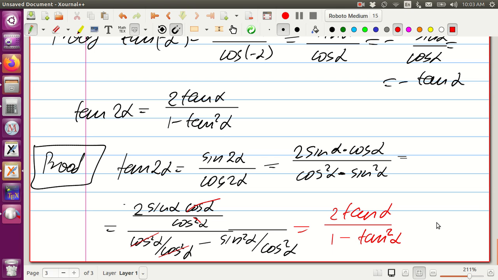And probably that's a good place to stop, because in the next lecture we're going to start talking about the graph of sine and cosine and tangent. So I'll see you in the next lecture.